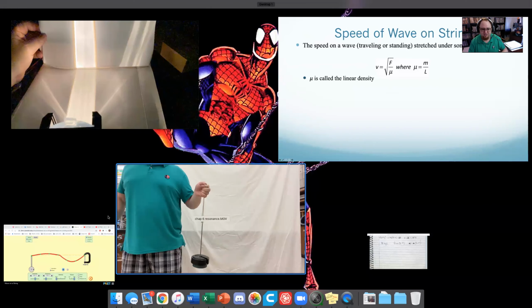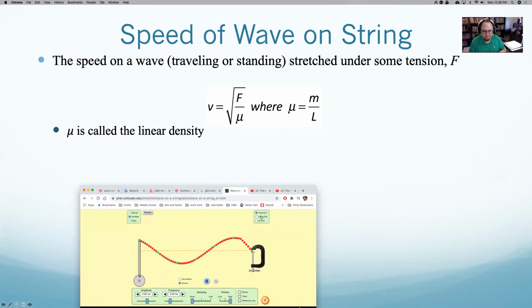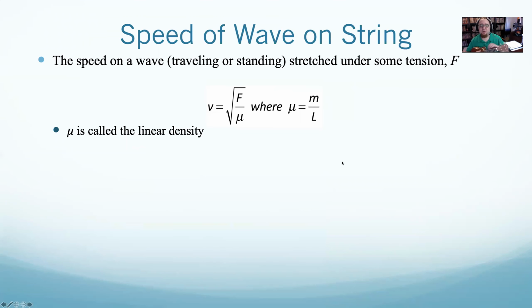If I go back to this guy, this dial down here is changing the tension. And if I make it from a very tight string to a not very tight string, I can really mess with how fast it's moving, because all that's doing is changing F. Mu is known as the linear density. It is the mass of the string over the length of the string.